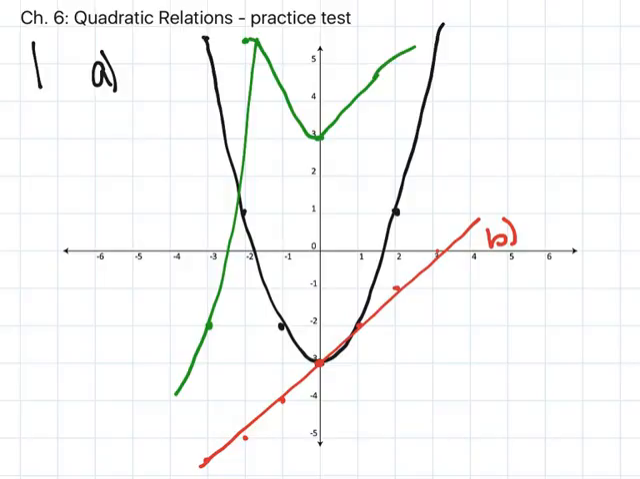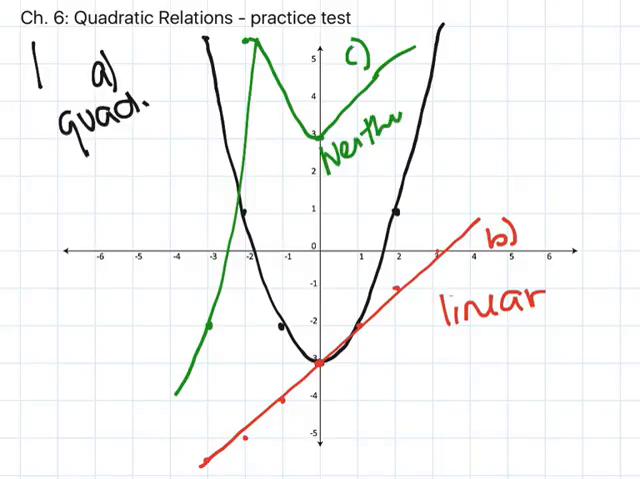So, which sets appear to be quadratic? A is quadratic, B would be linear, and C would be neither. So you have those.